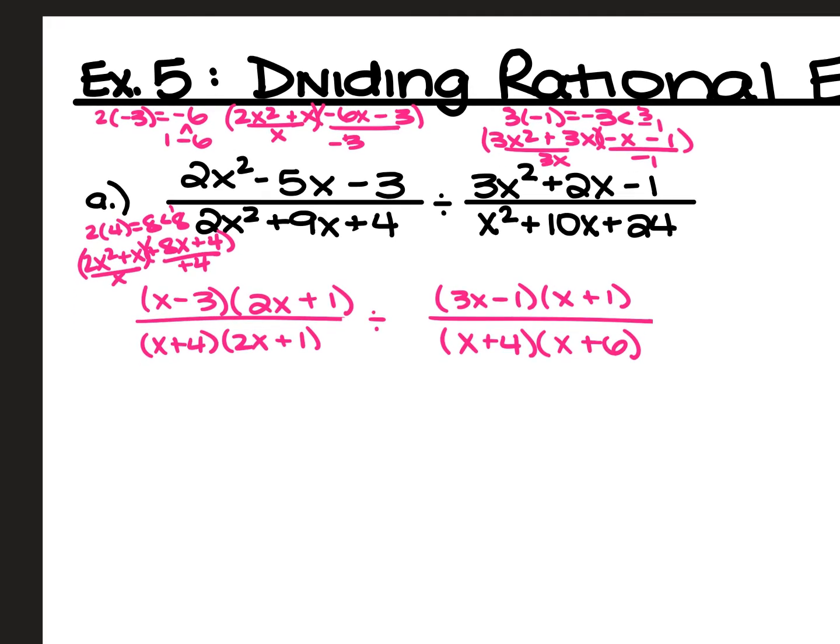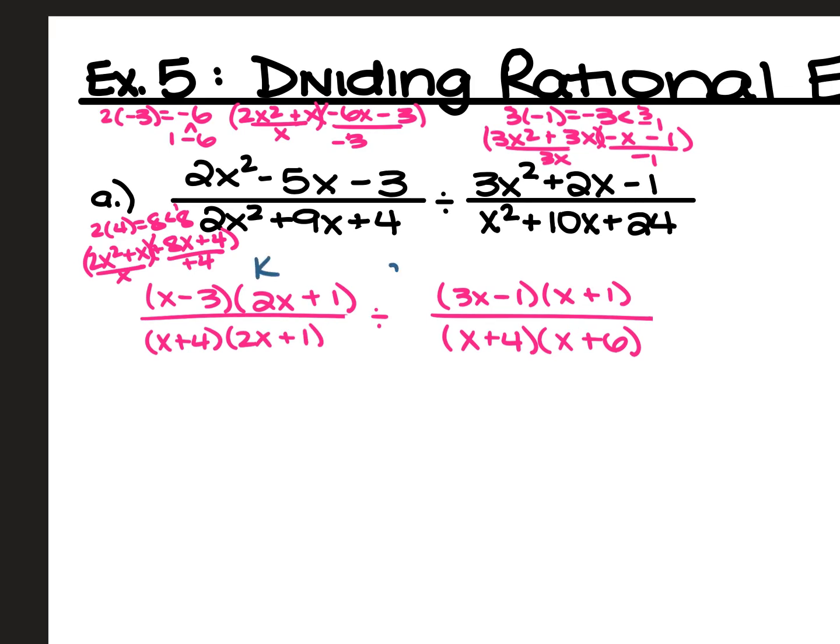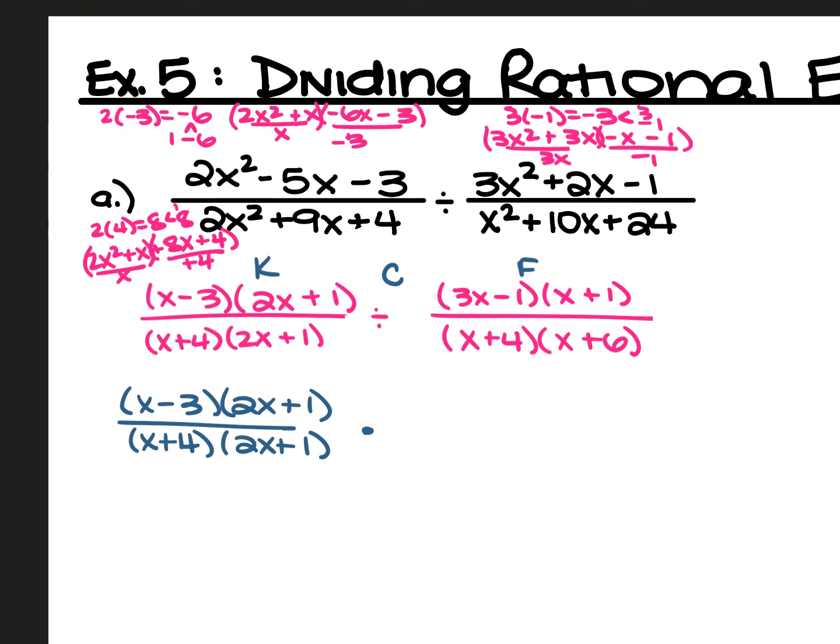Because we are dividing, we are going to keep, change, and flip. So that's going to stay x minus 3 times 2x plus 1 over x plus 4 times 2x plus 1. Change to multiplication, then flip the second fraction to be x plus 4 times x plus 6 over 3x minus 1 times x plus 1.